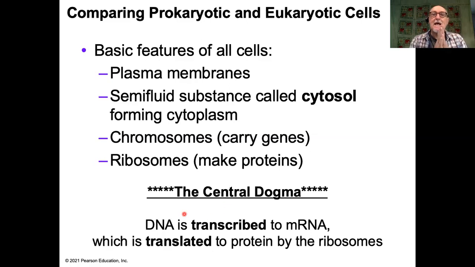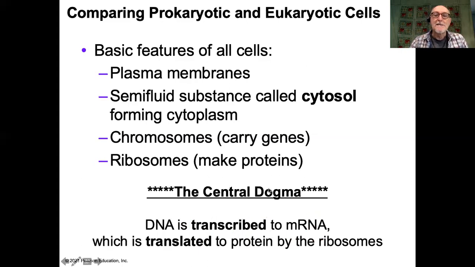And it states that DNA is transcribed. That is the process of copying DNA to RNA. DNA is transcribed to messenger RNA, and the messenger RNA is translated by ribosomes. That is the process of reading the recipe on the RNA and producing a polypeptide from it. And that is done by the ribosomes. That is the central dogma. Get it in your head. You must remember this, okay? You must remember this. The central dogma is DNA is transcribed to messenger RNA, which is translated to protein by the ribosomes.